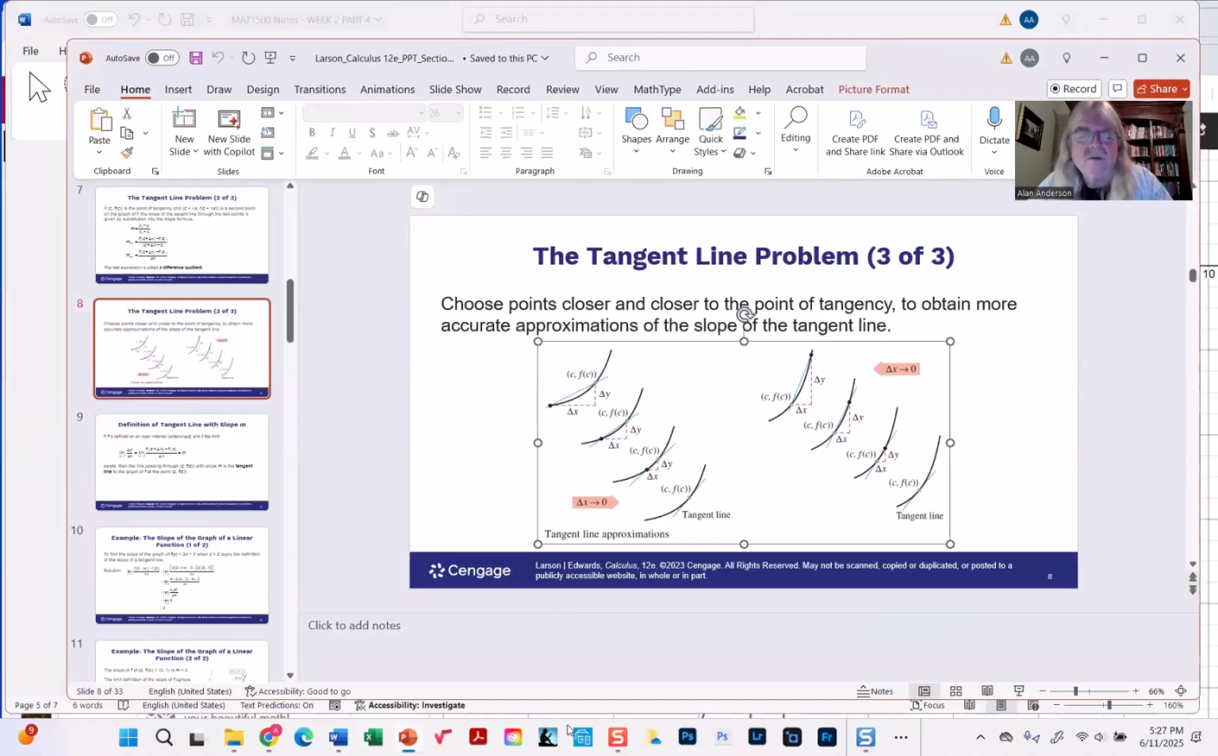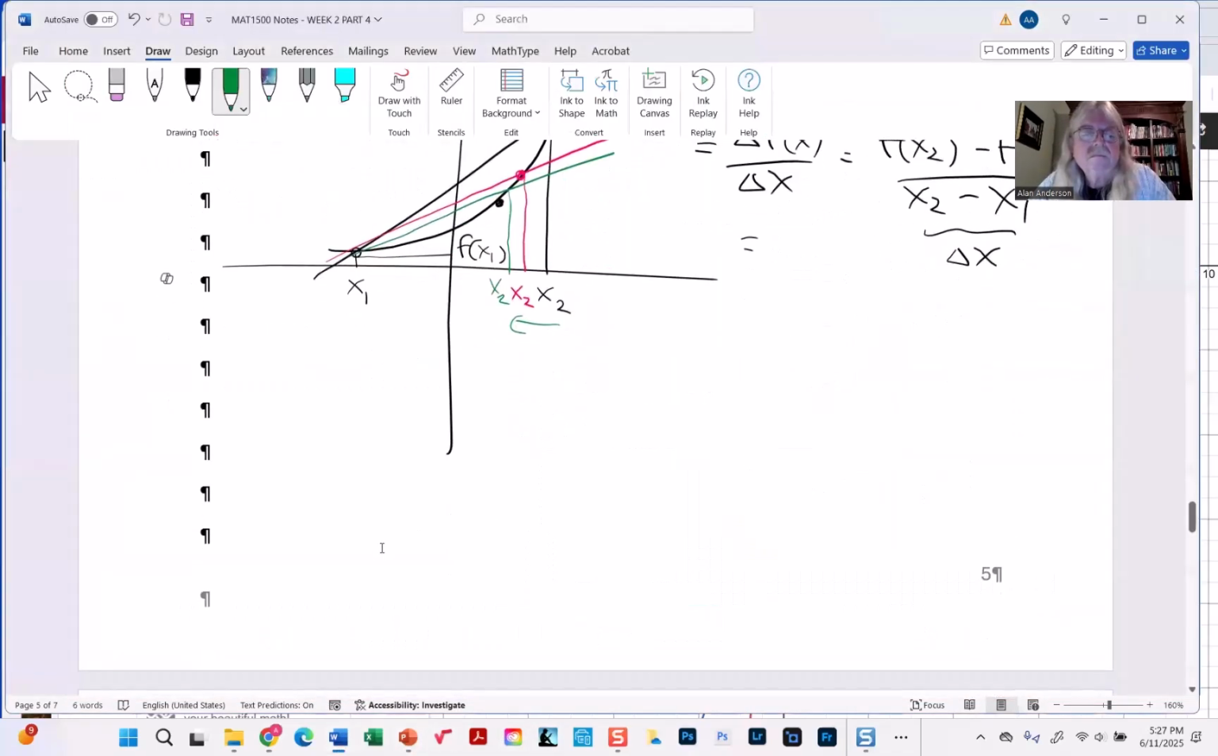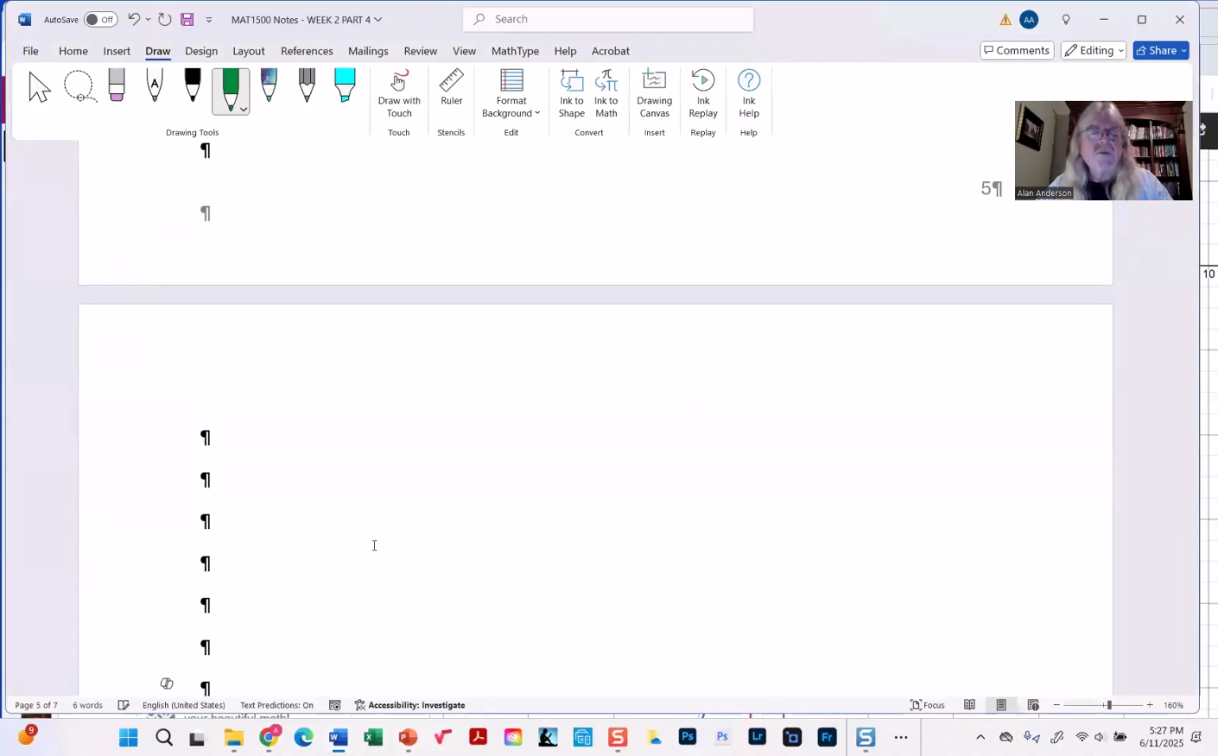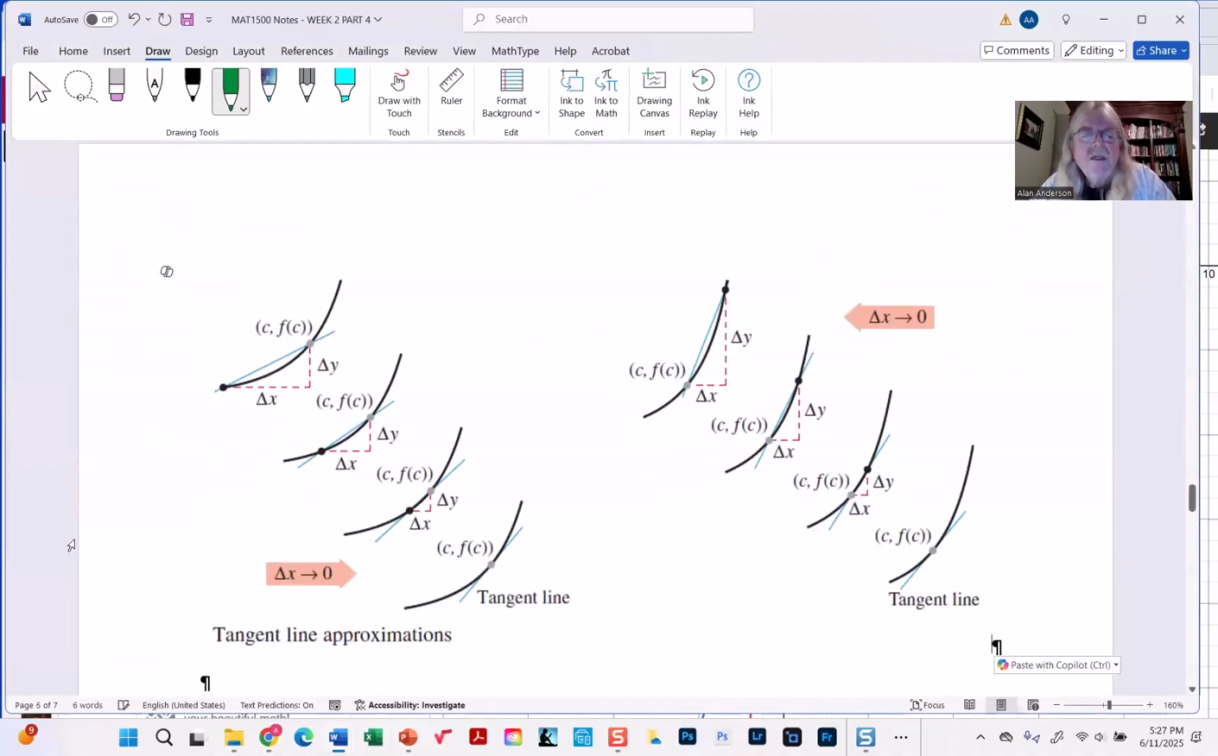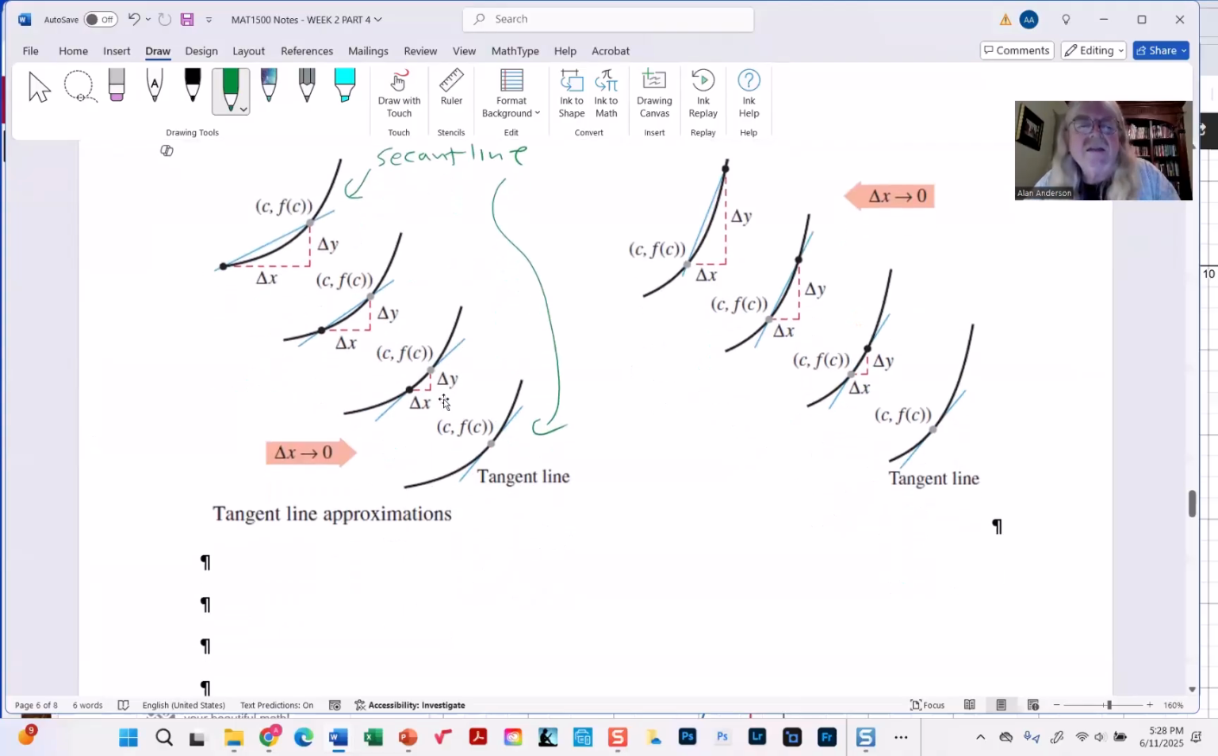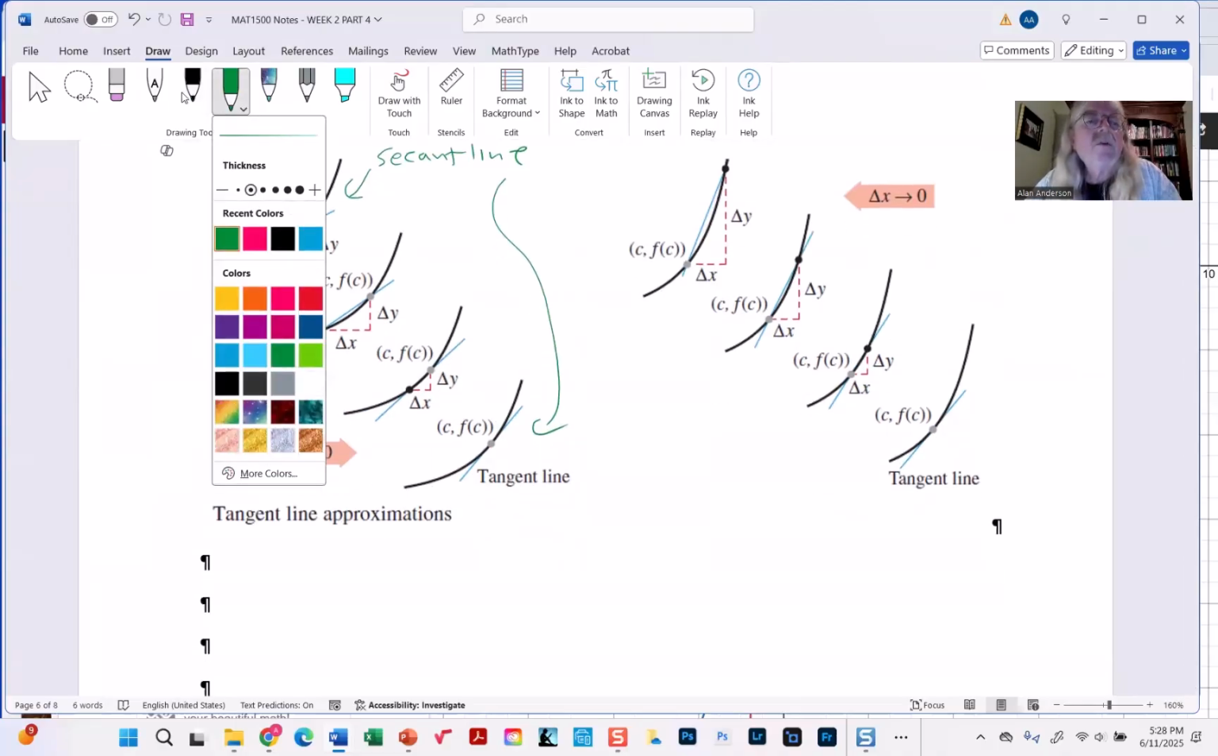Let me copy this into our notes. But they're doing the same thing. They're trying to show you what happens as we get closer and closer. Delta x is shrinking, and eventually this secant line will coincide with the tangent line at that point, c, f of c. Okay, so this is what they're getting at. Now, how do we prove that?